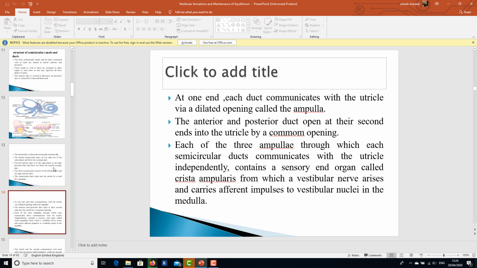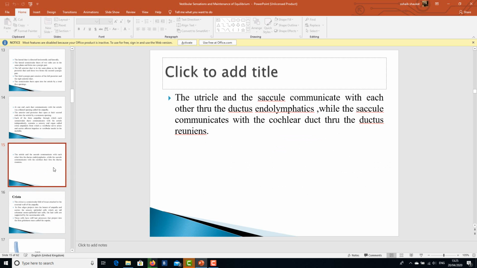Each of the three ampullae, through which each semicircular duct communicates with the utricle independently, contains a sensory end organ called crista ampullaris, from which a vestibular nerve arises and carries afferent impulses to vestibular nuclei in the medulla. The utricle and the saccule communicate with each other through the ductus endolymphaticus, while the saccule communicates with the cochlear duct through the ductus reuniens.